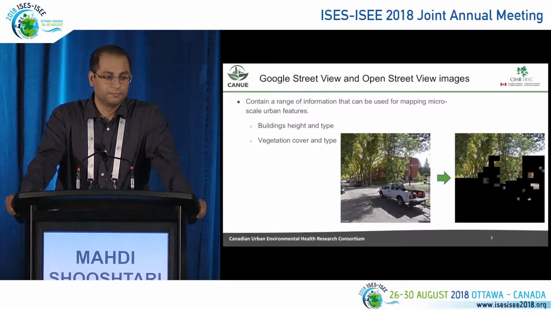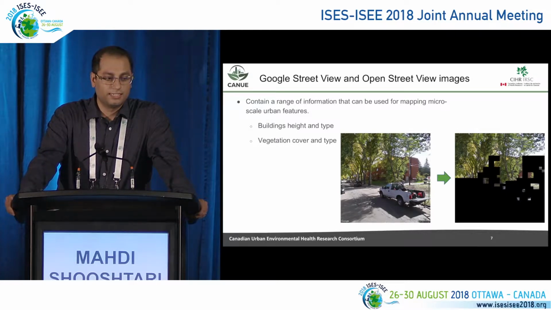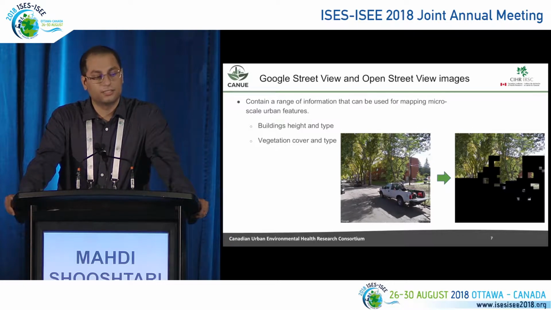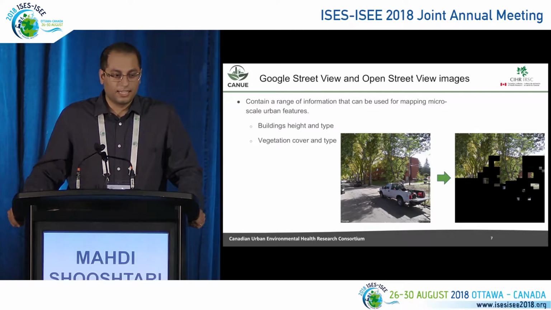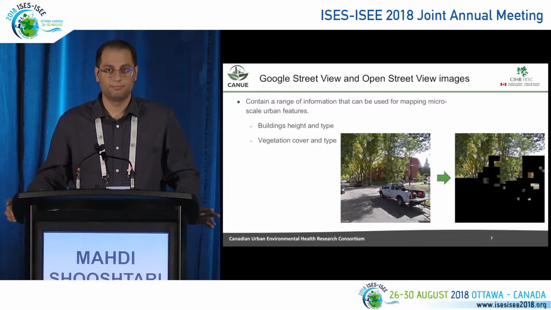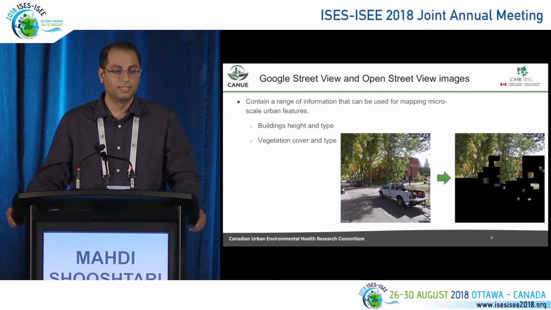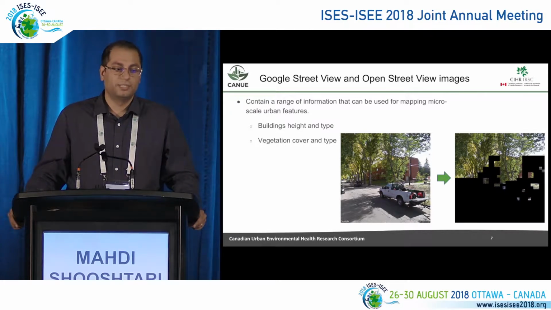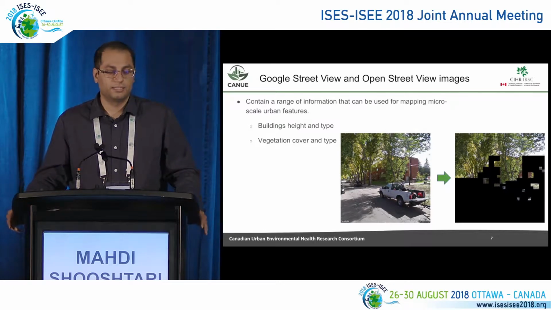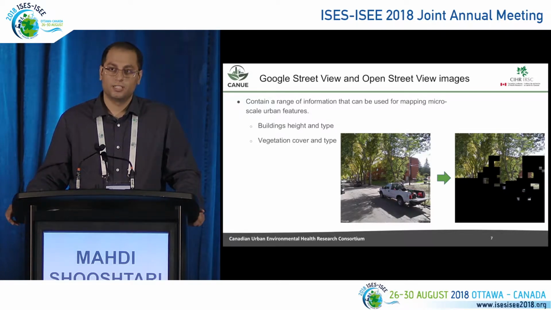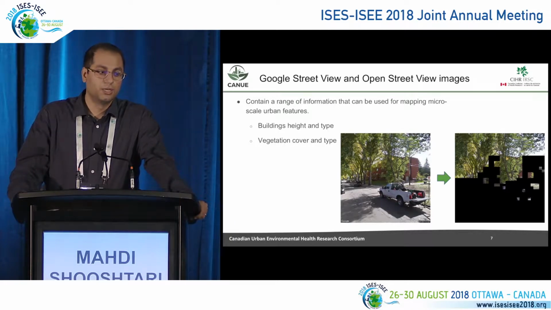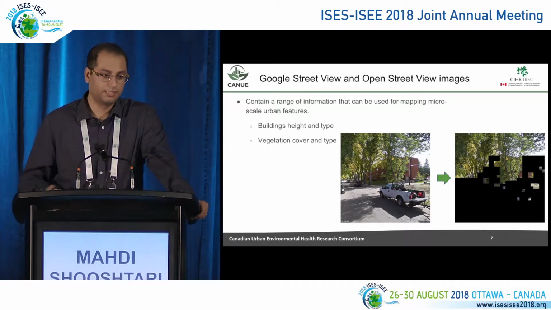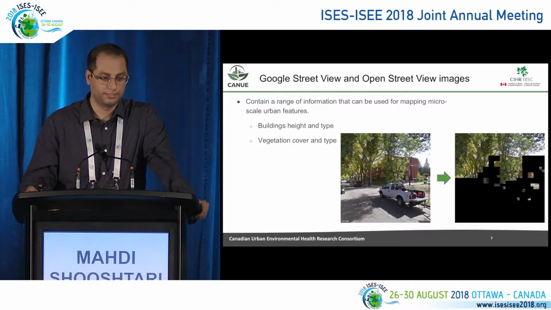On the other hand, we can use Google Street View images, which contain a range of new information that can be used for mapping macro-scale urban features. The interesting projects that we are working on currently are, for example, detecting the buildings and calculating the building heights or the type of the buildings, or calculating the vegetation cover in each Google Street View image for each location, or the type of vegetation that might be of interest for different research.